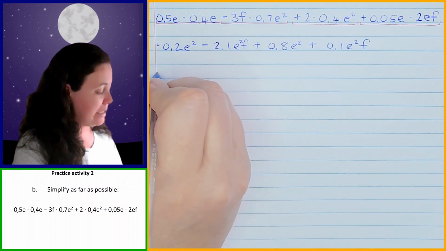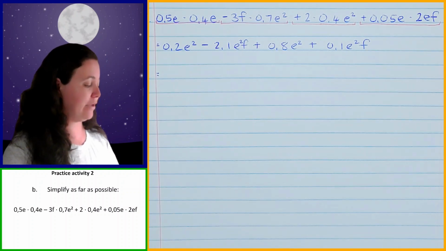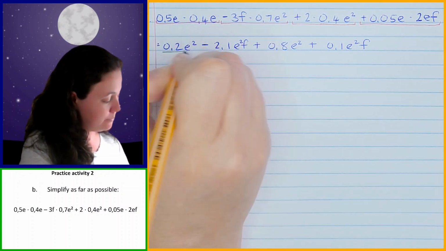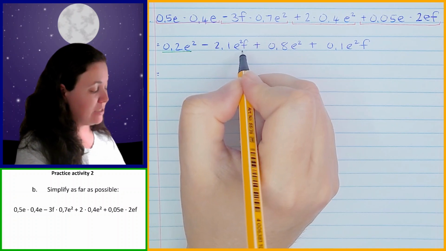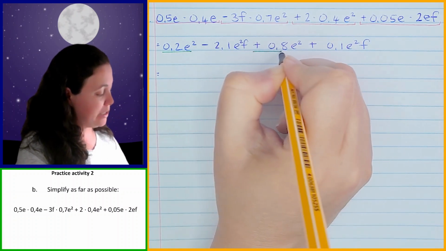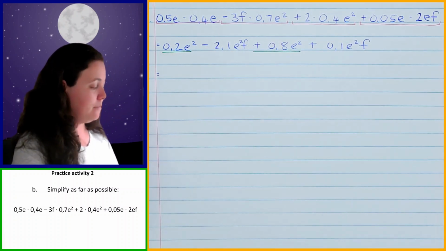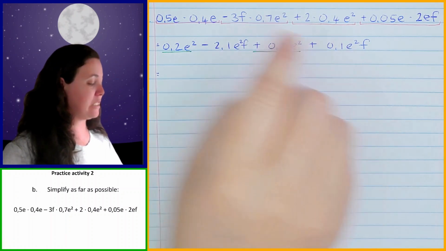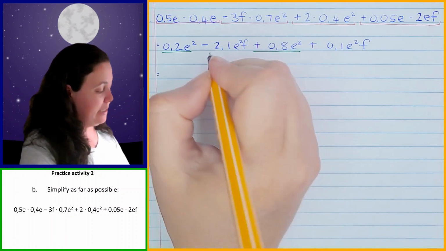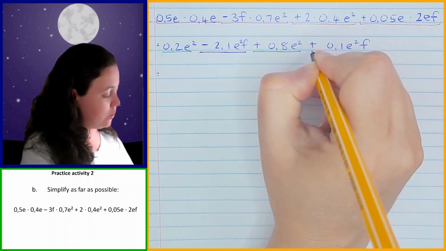Now we're going to go and collect our like terms. So I've got over here an e squared. Then over here I've got e squared f, which is not the same. Here I've got plus 0.8 e squared again. And then I've got 0.1 e squared f. These ones over here are like terms as well.